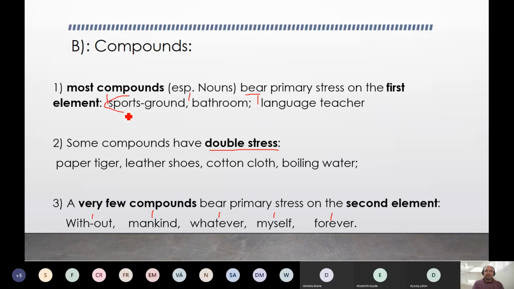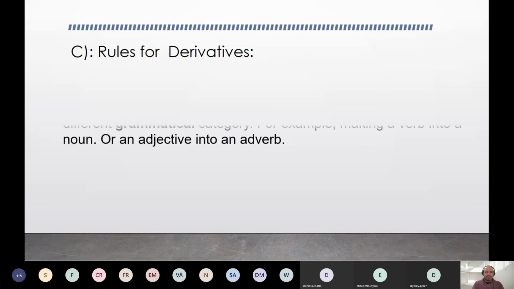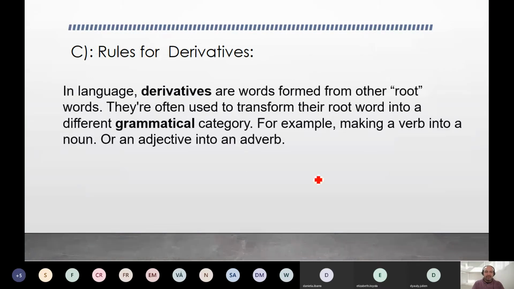Now, this is in general rules, common words, but what happens with the derivatives? For those of you who have no idea what derivatives are, this is a definition. And I would like to ask Jolie to read aloud the definition, if you don't mind, Jolie. Yes, teacher.